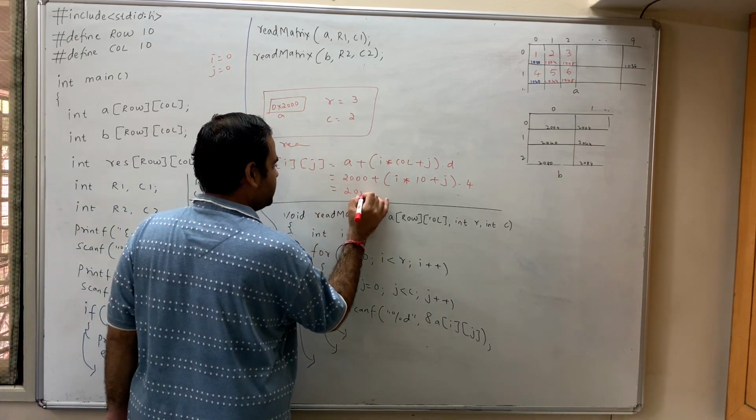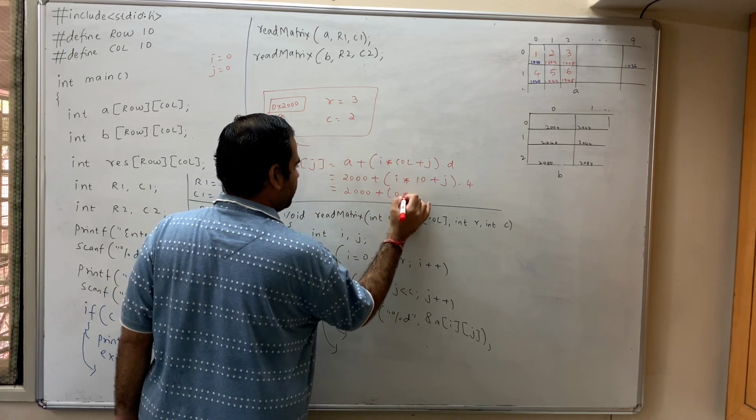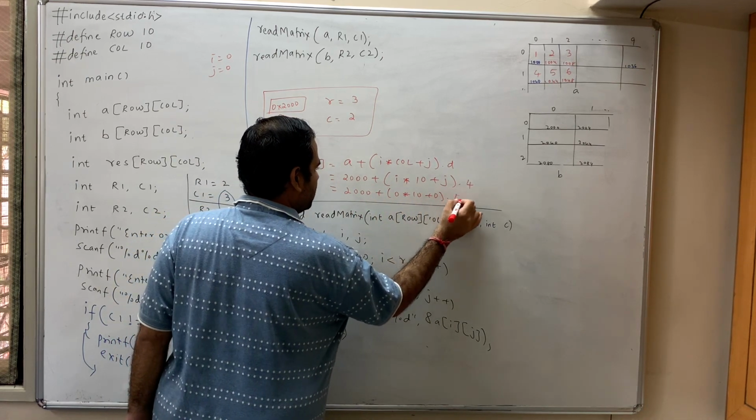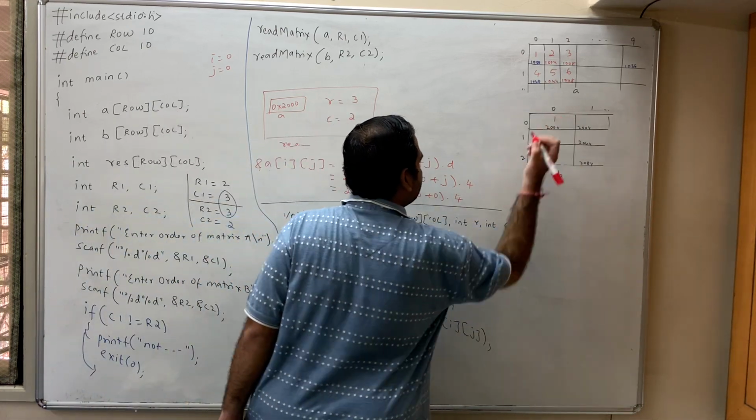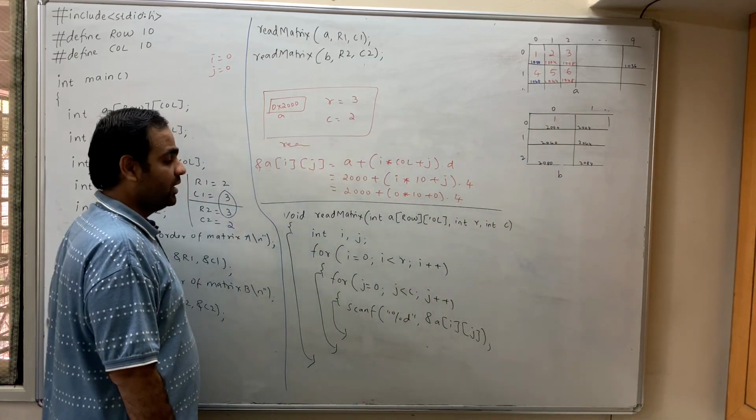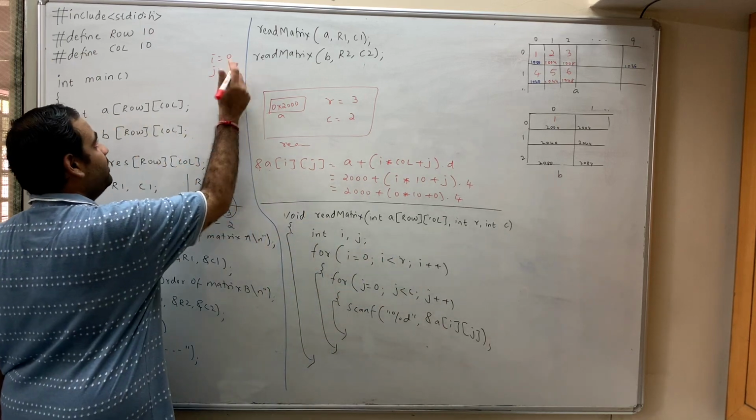Replace i and j with 0. 2000 plus 0 into 10 plus 0 into 4 is nothing but 2000. You do it. It says read integer at location 2000. Suppose if I say 1, 1 is done. j plus plus, the value of j will become 1.